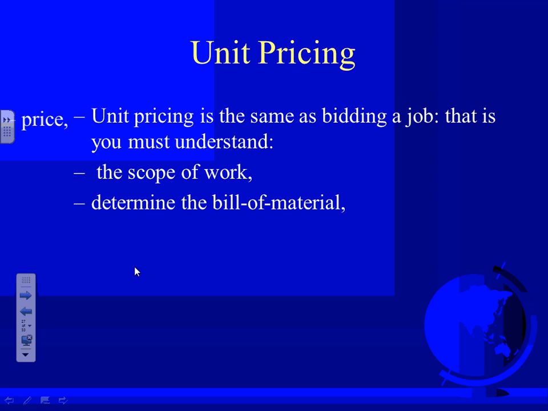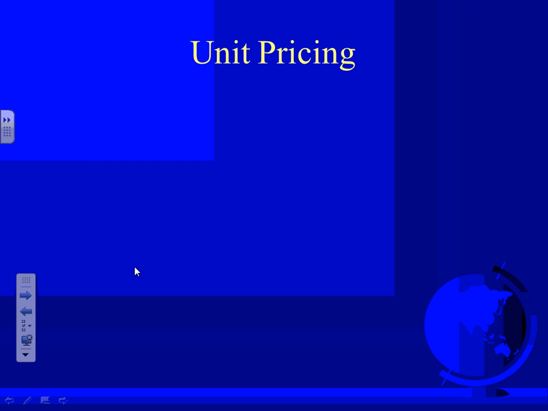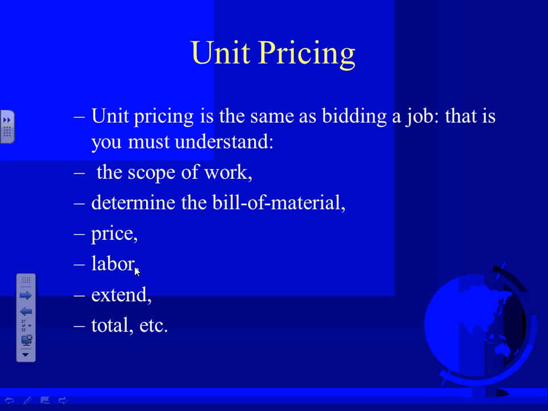Okay, here you go. All these steps, I'm going to list them right here. These are the steps that you need to do to come up with a unit price. Are you guys very familiar with that? A scope of work: what is the unit price going to be? Is it changing a service or is it a temporary power for the building? Bill of material: when you do the scope of work, you do the takeoff and come up with a bill of material for this type of work. And then you need to do pricing and labor, extending and totaling.